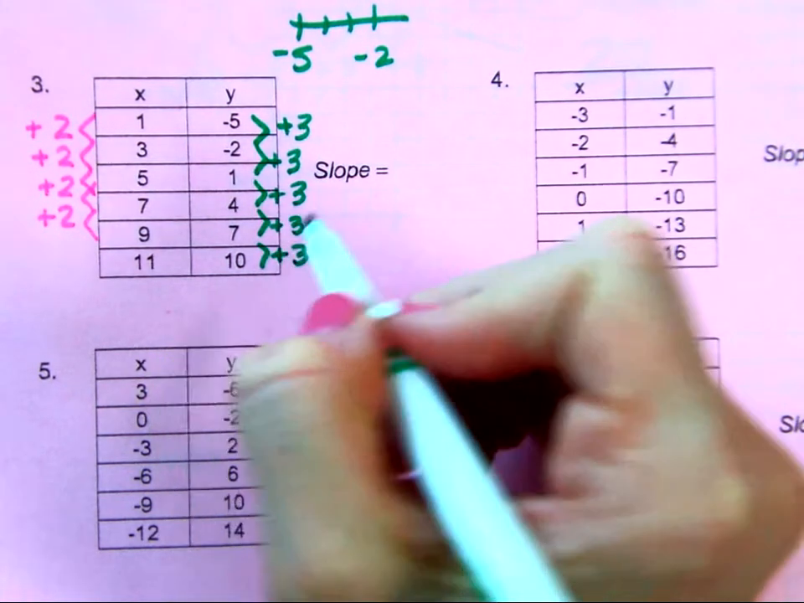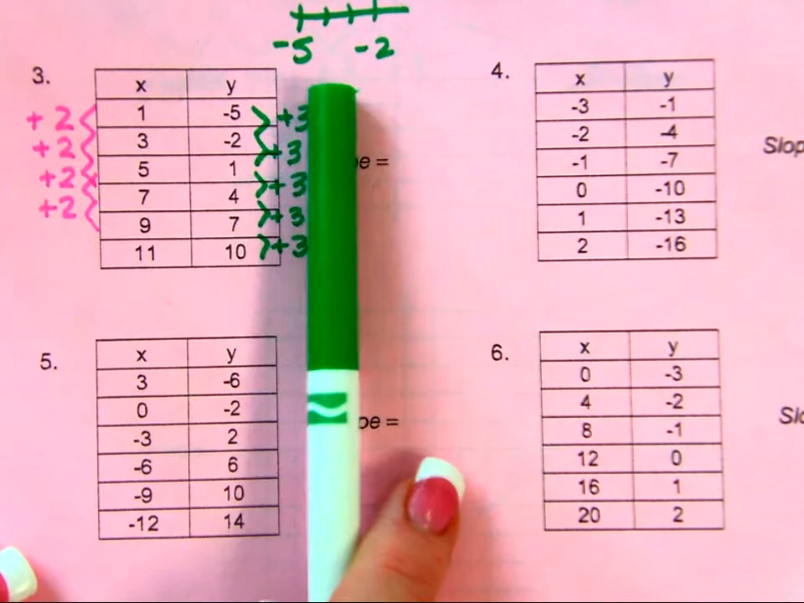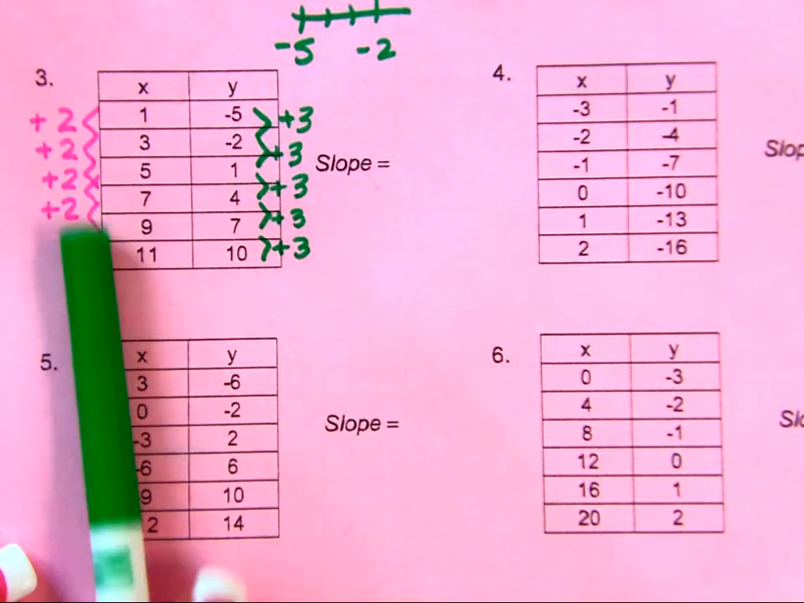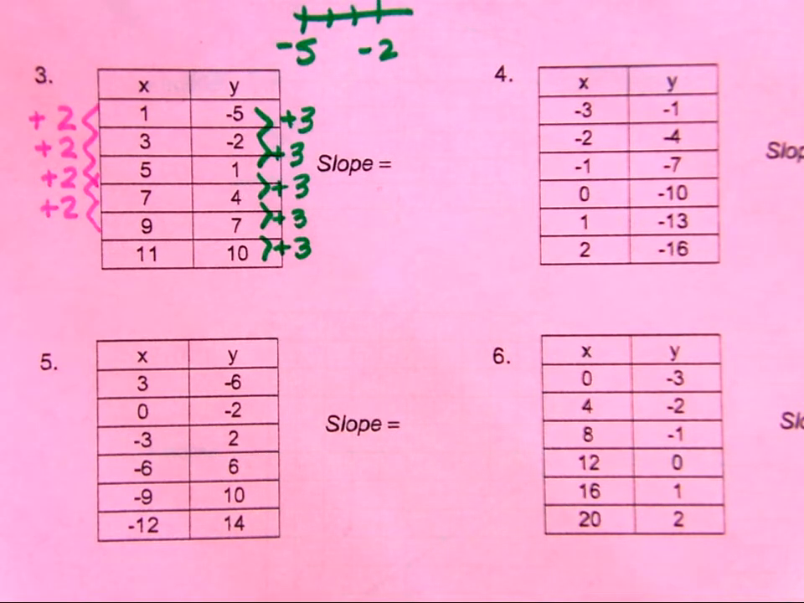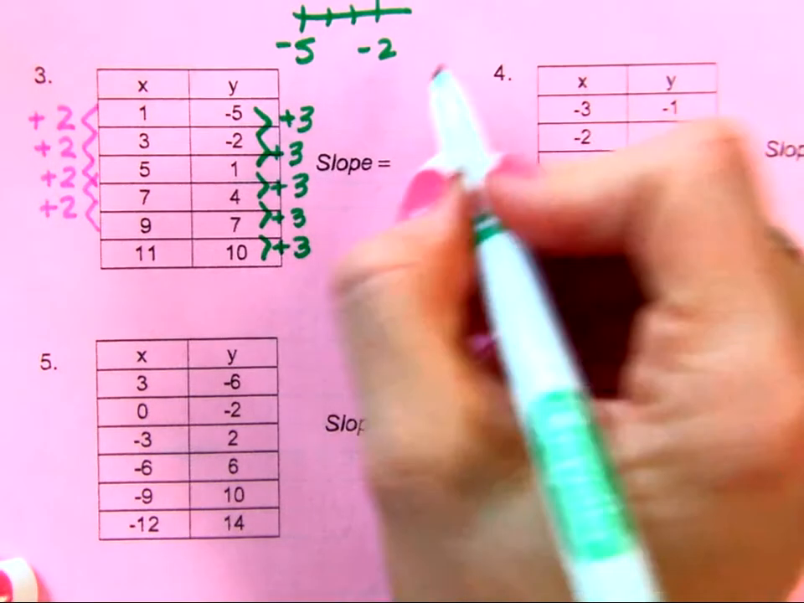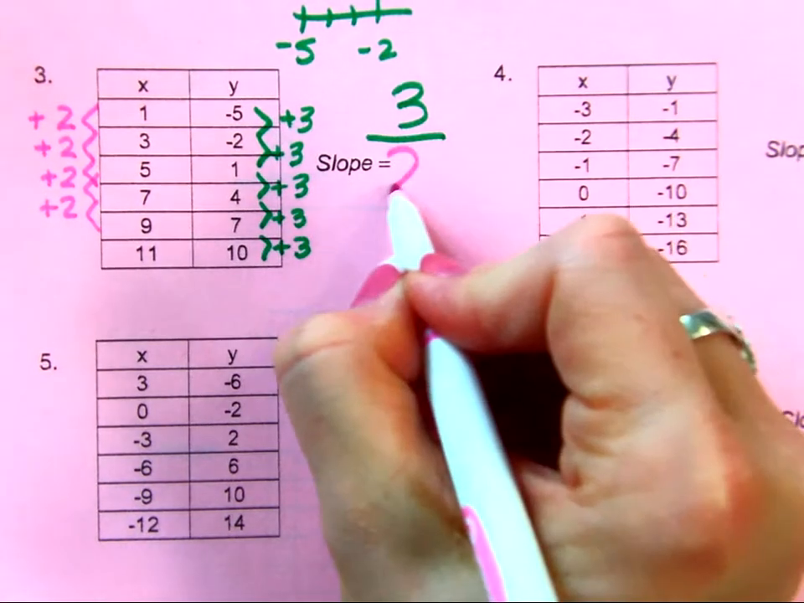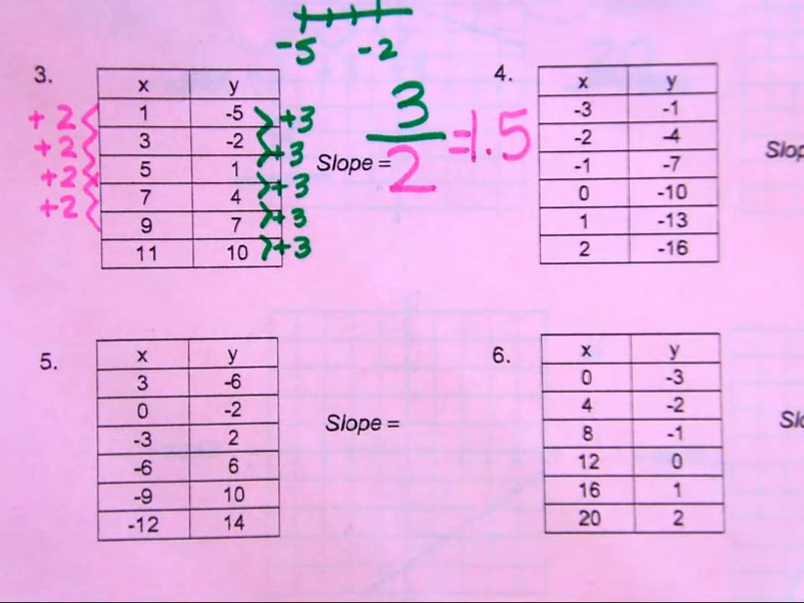All right. So, don't divide the y's by the x's. Divide the change in y by the change in x. Don't divide the x by the y. Ever. Ever, ever, ever. Okay? The change in y is 3. The change in x is 2. And that equals 1.5. If this was a how much per Blu-ray, it would be $1.50. That doesn't make sense, though.